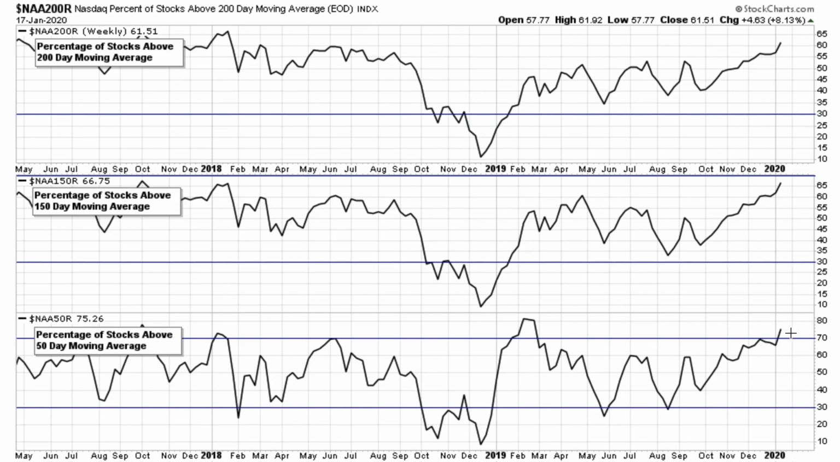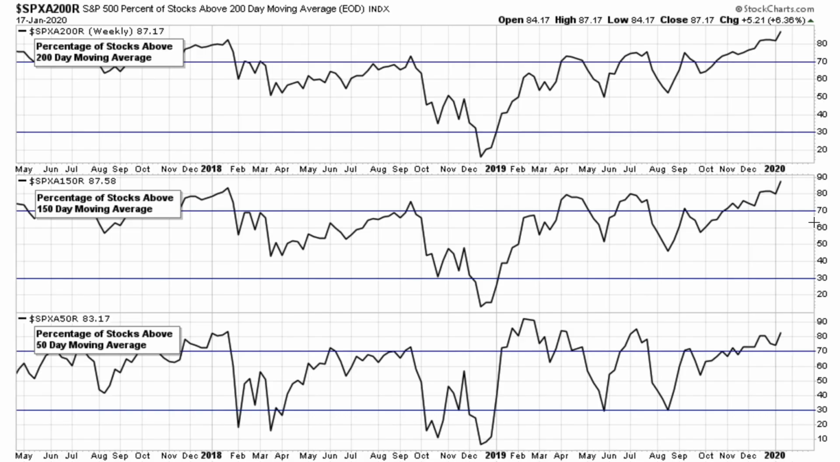So with only the short-term one moving above the key 70% level. If we look at the S&P 500, obviously this is much stronger. We've got 87%, 87% and 83%, with new highs for 2-year new highs in the 150-day and 200-day here.